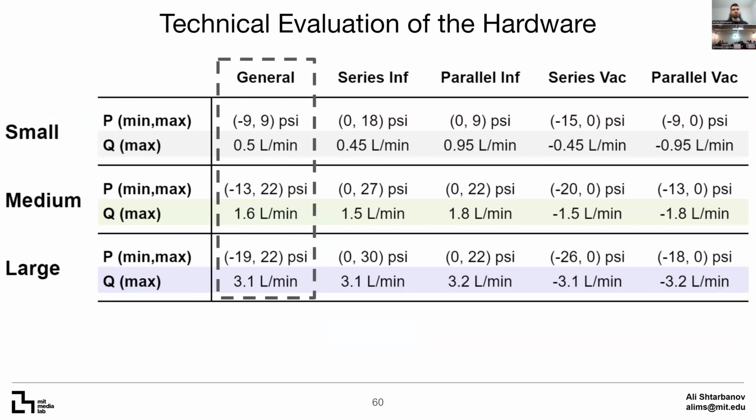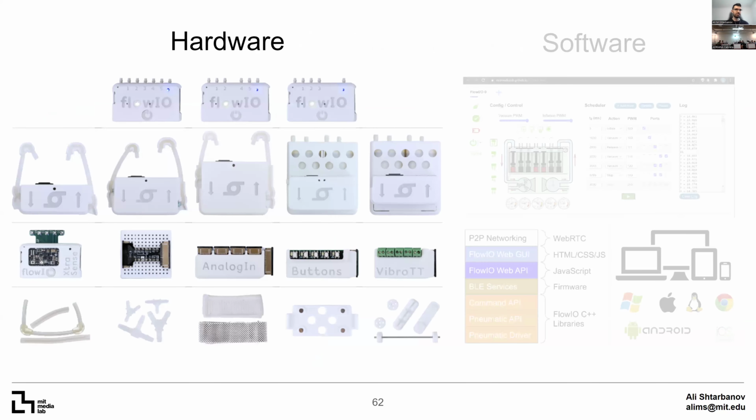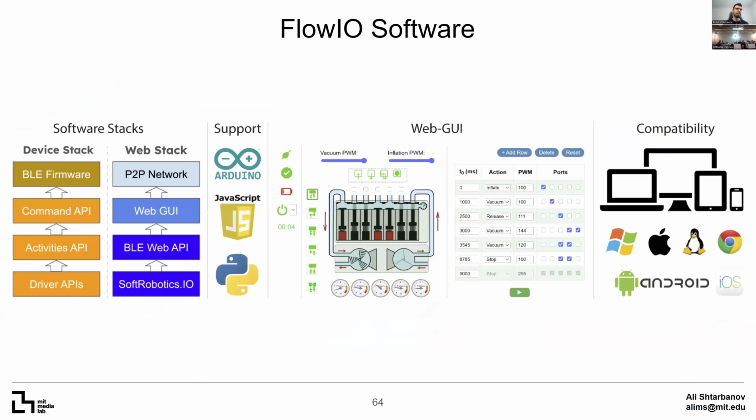This table shows the pressures and flow rates for some of the configurations and modules. The range is from -25 to +30 psi, and if even higher pressures are needed, then the pump module can be replaced entirely with another pump module that you create yourself, or even a compressed air tank to handle pressures up to 5 bar. Let's now translate from hardware to software.